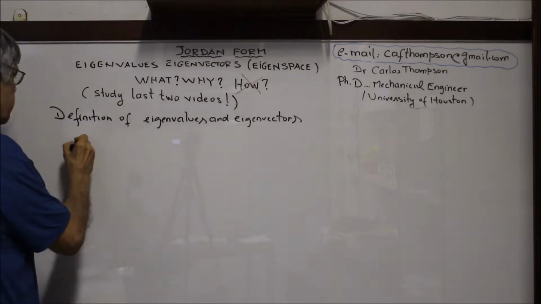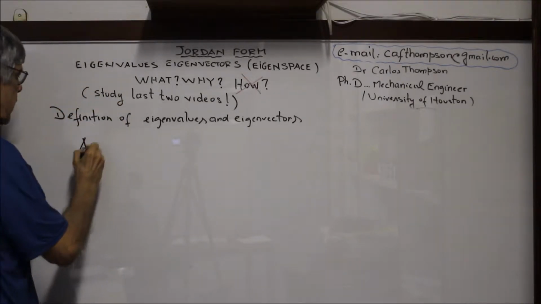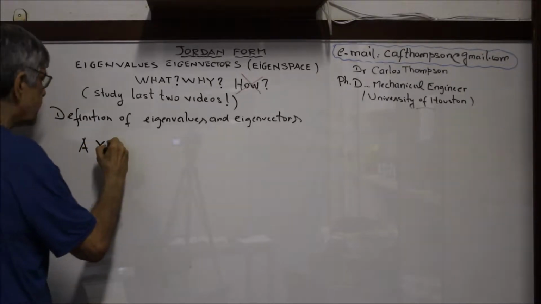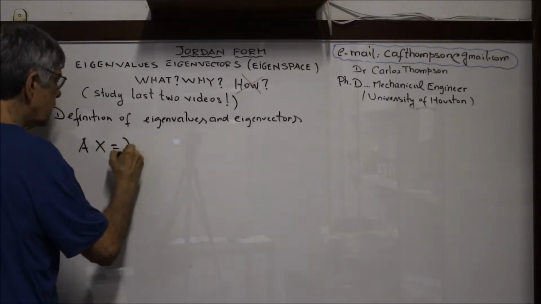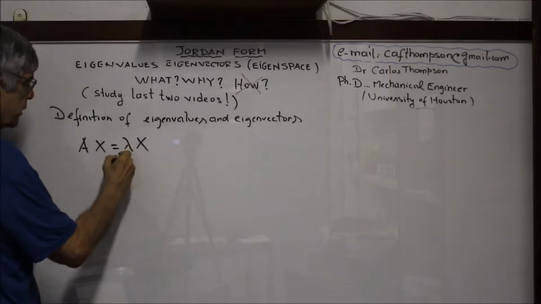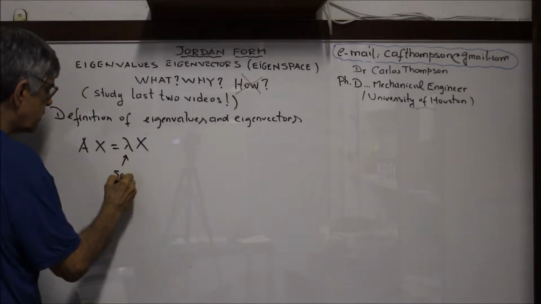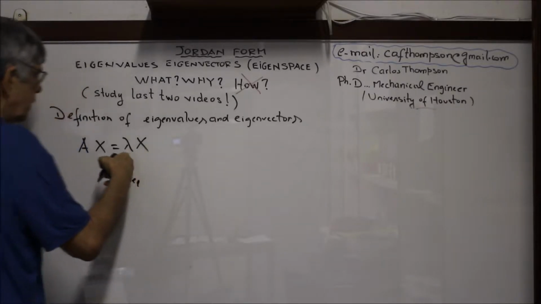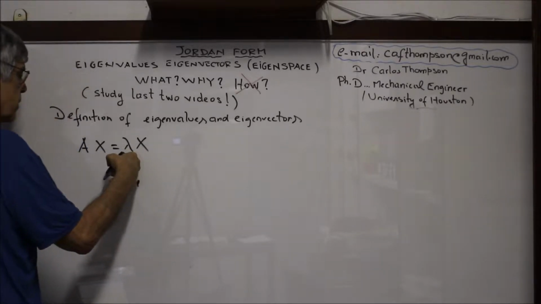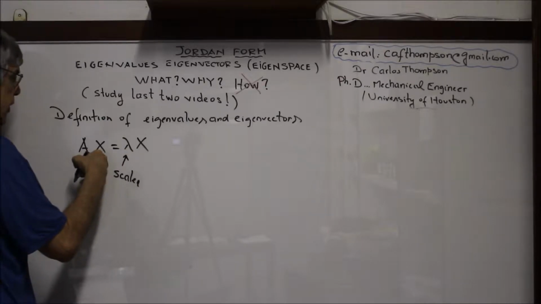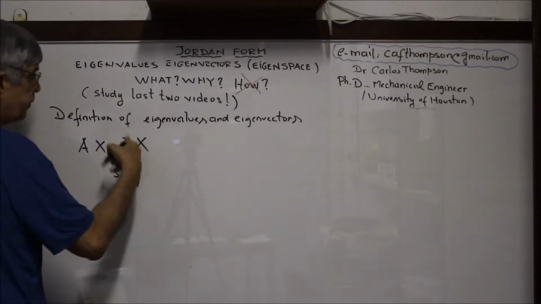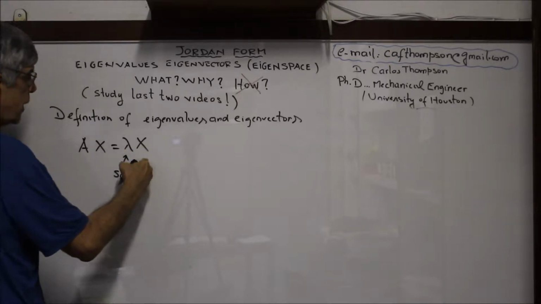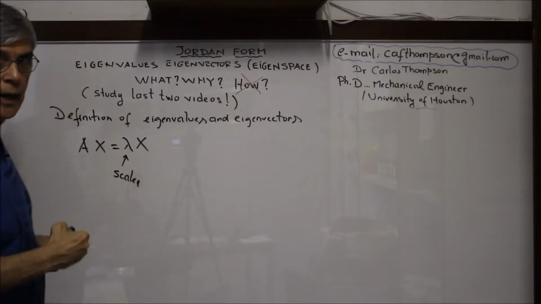Okay, given a matrix A, A will operate on X, okay, then you have lambda, which is a scalar. X is a vector. This is a number, a real number. A operates on X, and you have a multiple of this X, associated with lambda.